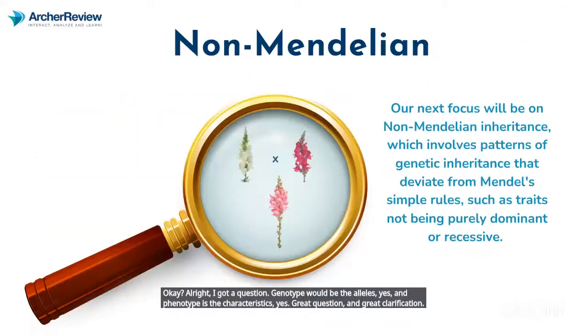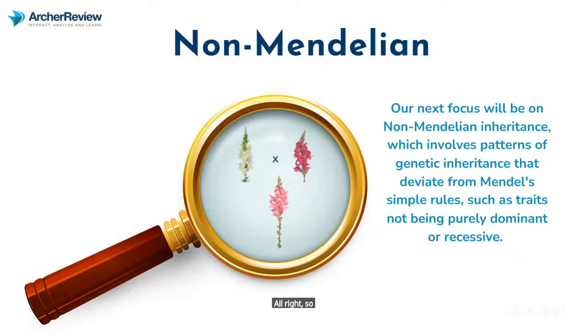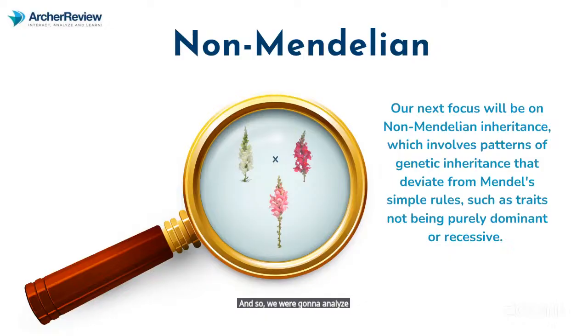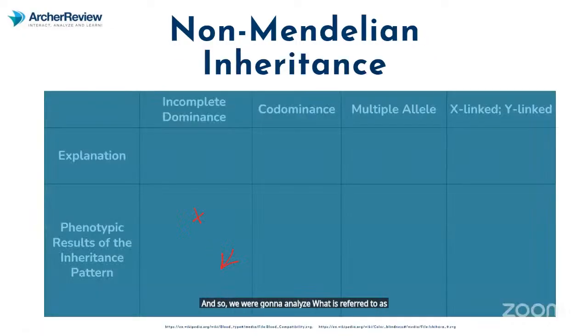All right, so Mendel did all of his studies in the 1800s. We've learned a lot about genetics since then. So now we've got to look at some of the other ways that traits are inherited, because most traits actually aren't inherited like Mendel predicted, but many are. And so we were going to analyze what is referred to as non-Mendelian inheritance.